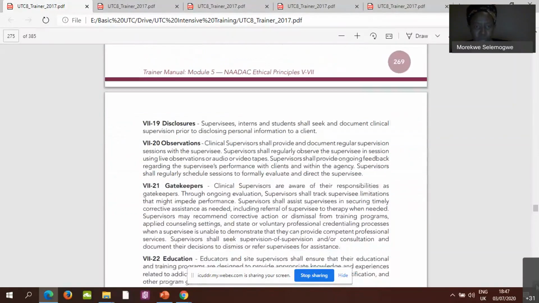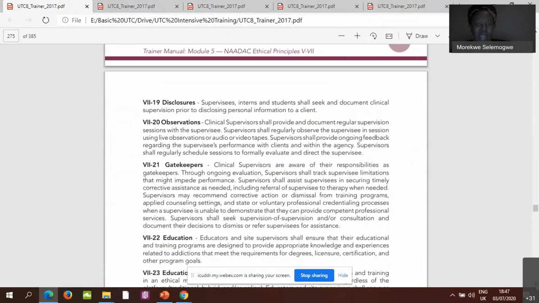Disclosures. Supervisees and interns shall seek and document clinical supervision prior to disclosing personal information to a client. We have covered confidentiality and disclosure. Observations. Clinical supervisors shall provide and document regular supervision sessions with the supervisee.